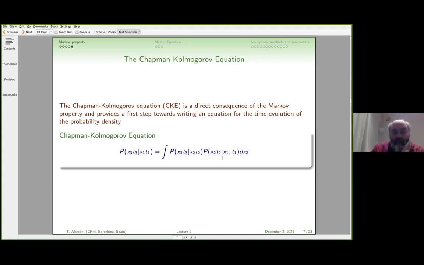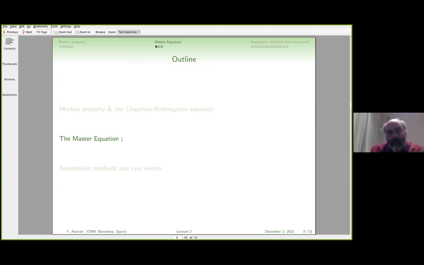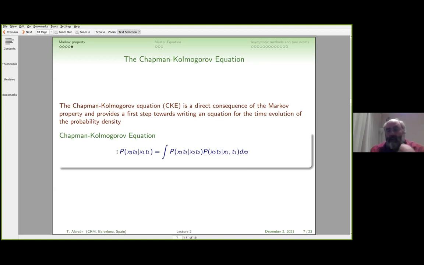Okay, so this is a very nice result that allows us to do a lot of things. The first thing that this result allows us to do is to formulate the master equation. Because for a Markov process this equation is exact, and it's a result that is equivalent to the Markov property. But we cannot do a lot with that equation in that form.